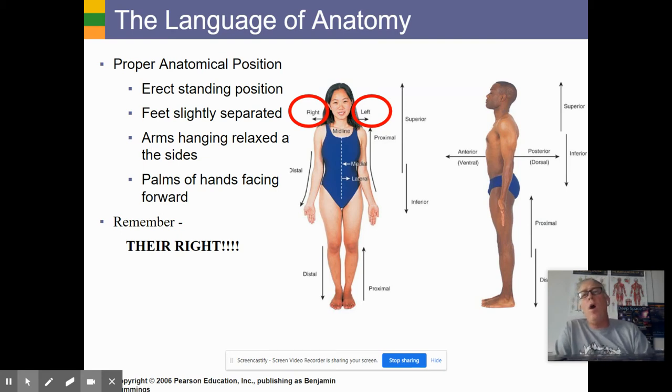Now, where we always get confused in anatomical position is a saying that I say: they're right, you're wrong. Meaning, when I'm looking at this girl here, I am looking at her right and left side. Her right and left side are my left and right side. Meaning, if I put my right hand up, my right hand is actually her left side of her body.